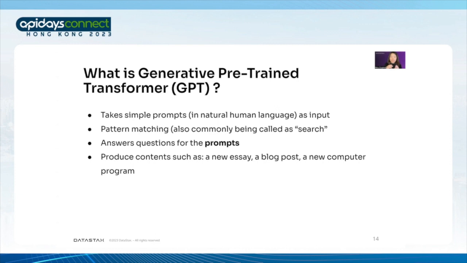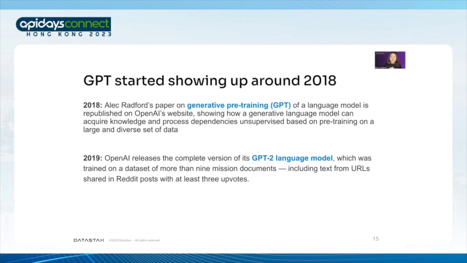And so this is really about pattern matching, right? And also what is called similarity search. It's a special kind of search, and it operates on the vector data type, which I'll be talking about in a little bit. And so it answers questions for the prompts. And it produces content such as writing an essay or a blog post or a new computer program, right? As we all kind of know, like GitHub Copilot, folks, maybe some of you have tried it.